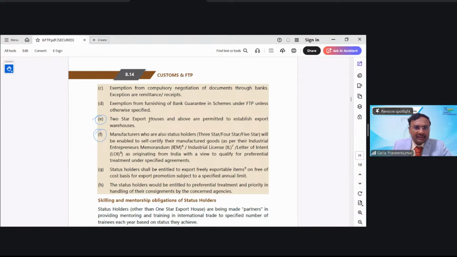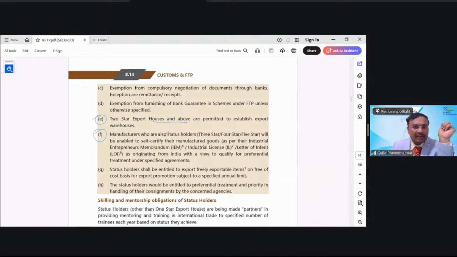2-star export houses and above are permitted to establish an export warehouse. So when we have studied the concept of private warehouse, public warehouse, likewise, when I want to have an export warehouse, only a person who is having a 2-star and above is permitted to have an export warehouse. Again, a 1 mark MCQ question.